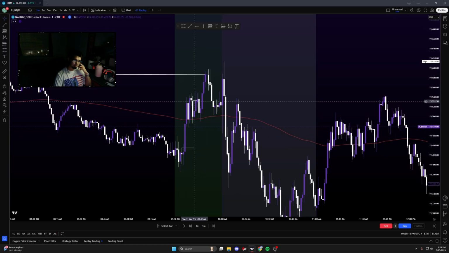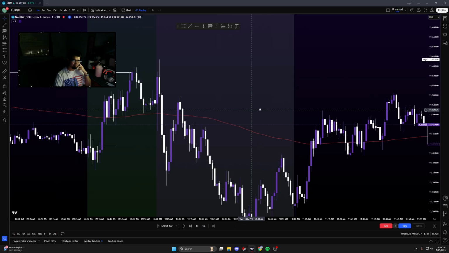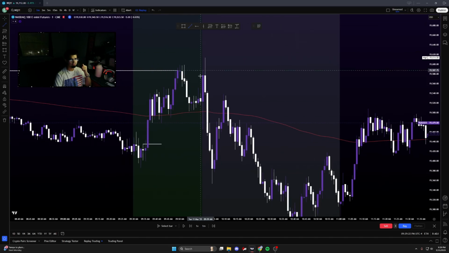And then what do we see? We see lower highs get made and lower lows get made. And then what do we see right here? Another breaker structure at this low right here, right?